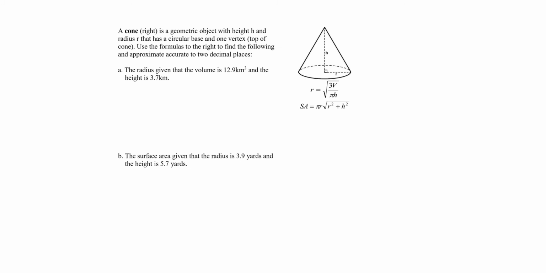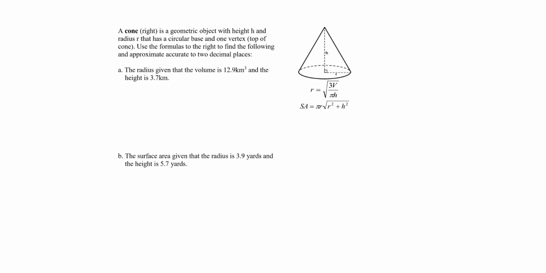All right, here they give us a cone and they give us 2 formulas. The first one is how to find the radius of the cone given the volume and the height. And then the second formula is how to find the surface area given the radius and the height. So we're going to take a look at A. They give us the volume and the height, and they want us to find the radius.